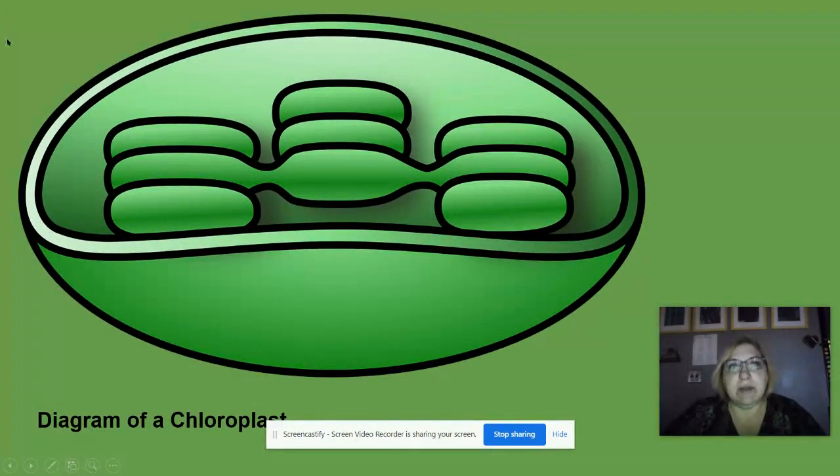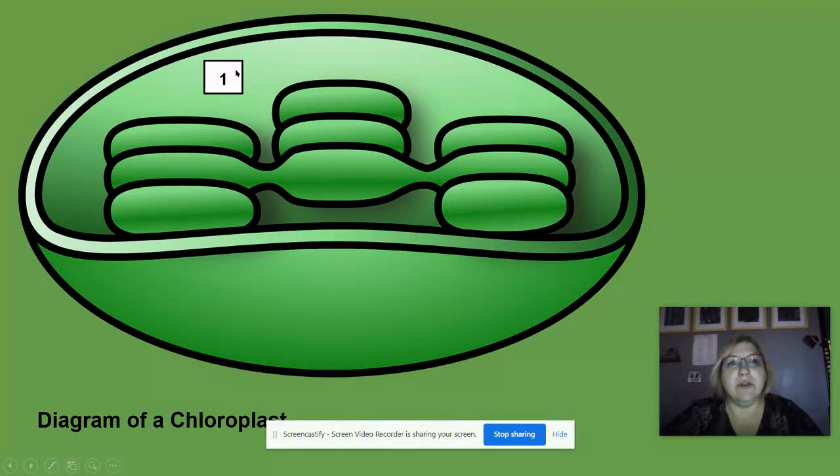So we were talking about the chloroplast, which is an organelle in the cells of plants. The chloroplast is important because it absorbs sunlight and helps the plant convert the sunlight, the water, and the carbon dioxide into energy that's usable for us. So let's look at the different parts of a chloroplast.